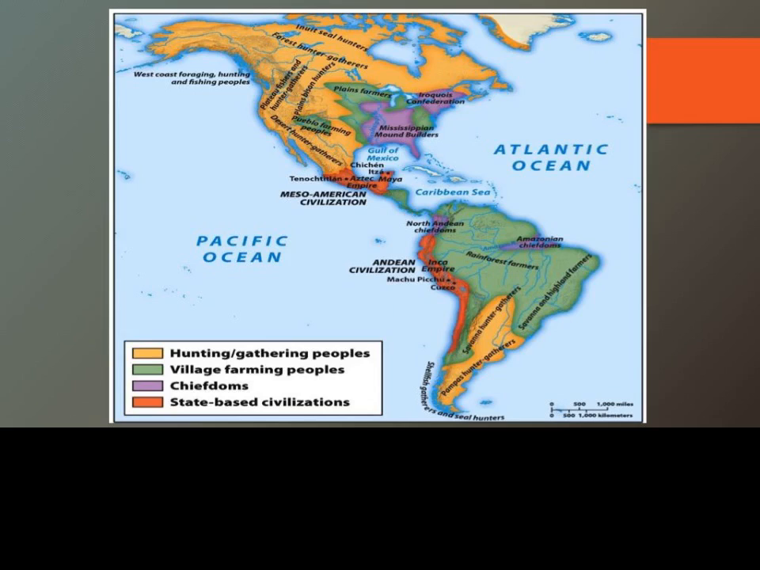I like that they put some of the cities on those state-based civilizations like Tenochtitlan, so you know where it is, and even Chichen Itza for the Maya. And of course you can see Machu Picchu and Cusco here for the Inca Empire.